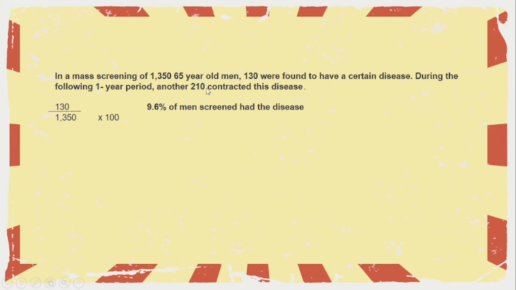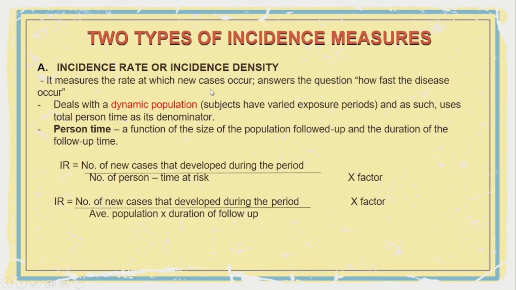Bakit hindi kasama yung 210? Kasi during na siya nung 1-year period na following year na siya. So, kung ang pinag-uusapan lang natin is yung mass screening ng 1,350 na 65-year-old men, 130 lang yung magiging numerator natin. Hindi pa kasama si 210. So, na-disregard siya. Okay?